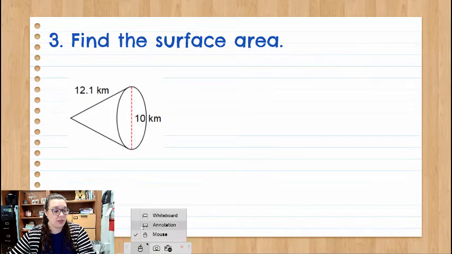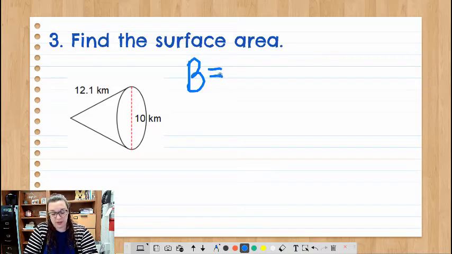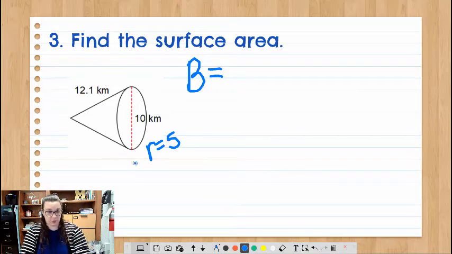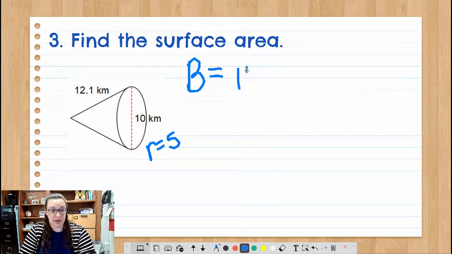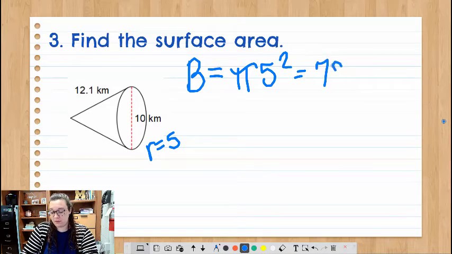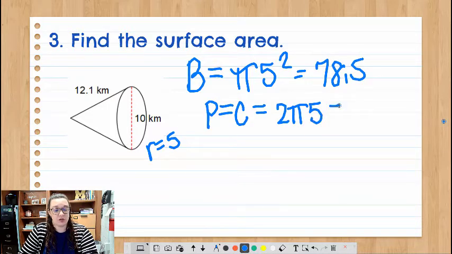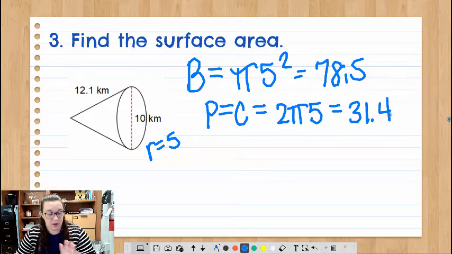This one is a cone, and the cone has a base of a circle. So let's find its area first. I noticed that the radius must be 5 since the diameter is 10. So to find the area of the base, I need pi r squared, so pi times 5 squared. Let's figure out what that is approximately. I got 78.5. We also will need its perimeter, which really for a circle is called circumference, and that's 2 pi r, or in our case, 2 pi times 5, so that's 31.4.